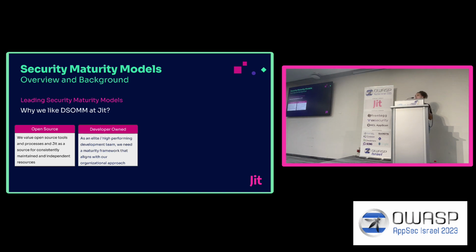The next one is developer owned, right? It's called the DevSecOps Maturity Model. And we look at ourselves as an elite or high performing team in terms of velocity. And DSOMM is really all about developers.